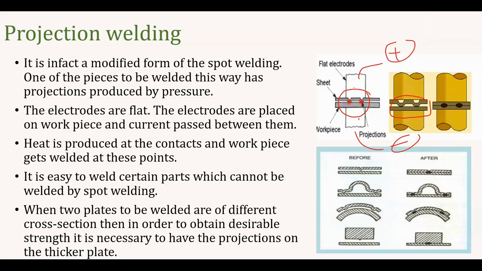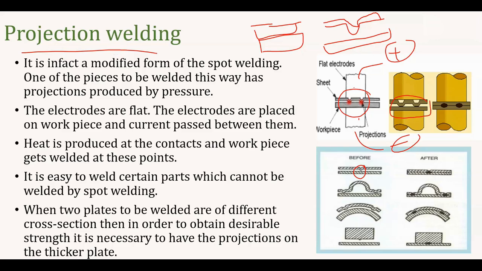Okay, it is an easy process to weld certain parts, but some things cannot be welded using spot welding. That means in this case you cannot apply the spot welding process. Spot welding is a suitable methodology only for flat portions, whereas such sheet metals cannot be used in the spot welding process. So to weld such materials, you will go for the projection welding process.